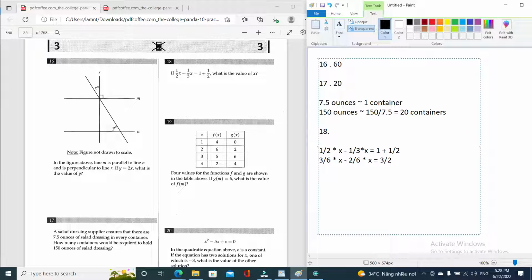So that is 1 over 6 of x equal to 3 over 2. So we multiply 6 on both sides, right? 6 times 3 over 2, and that is 9. On the left side we have 1/6 of x times 6, which is x, and on the right side we have 9. So the answer for number 18 is 9.